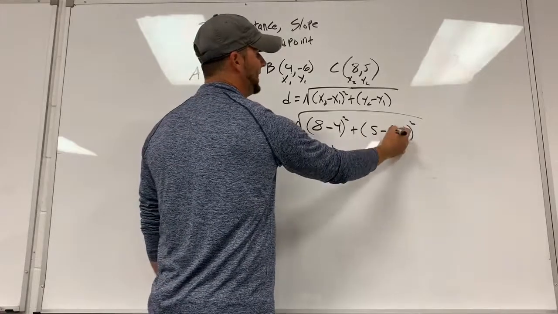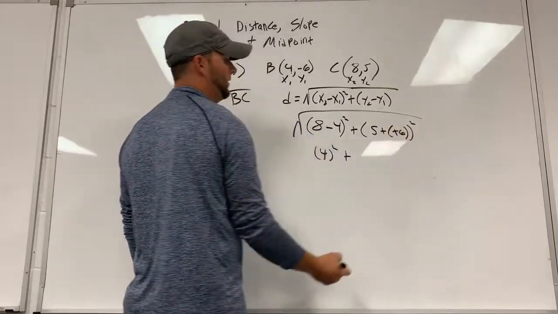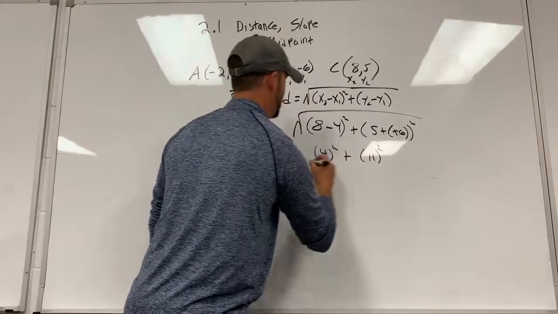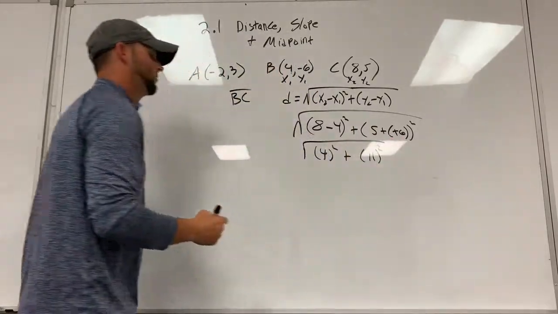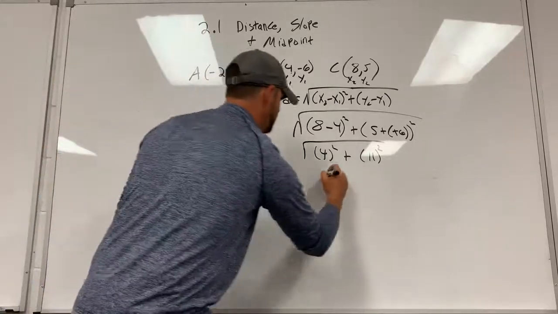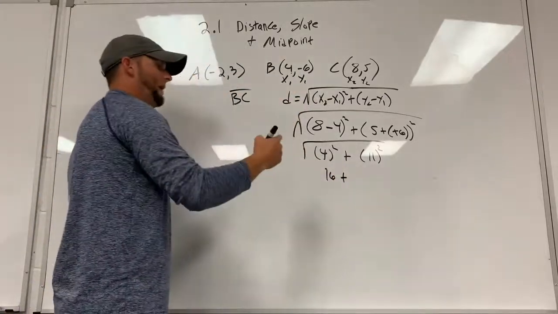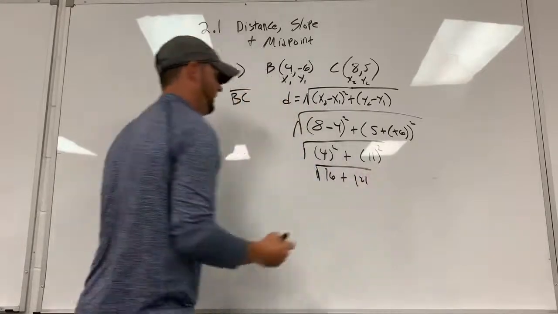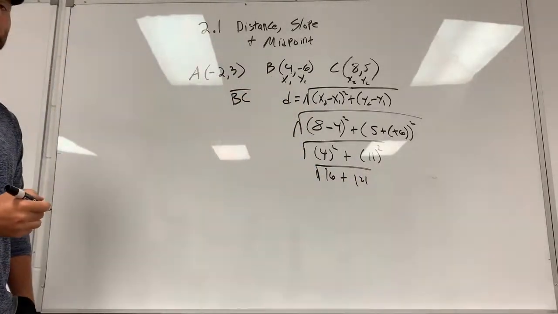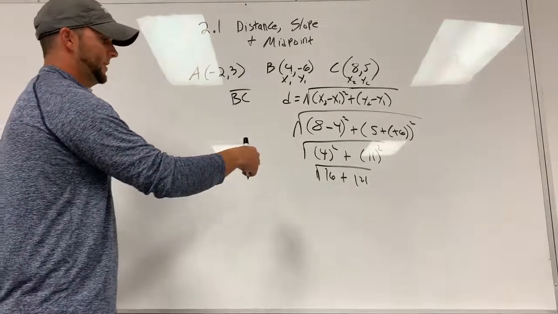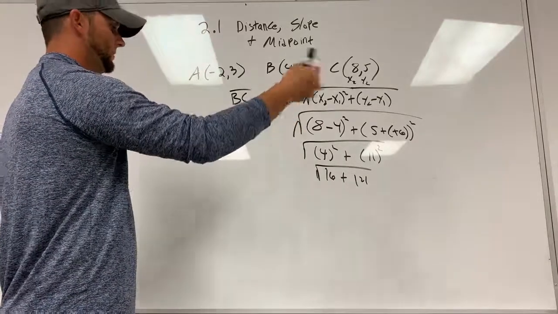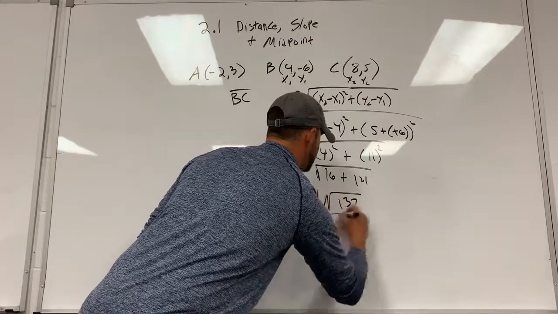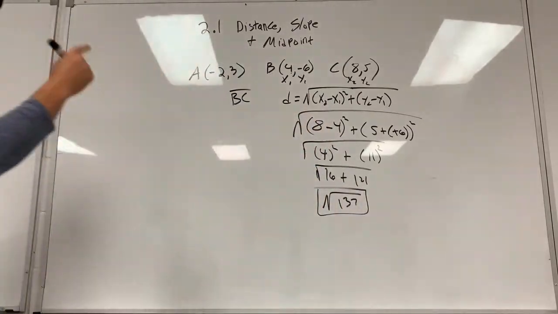5 minus a negative, so that's going to turn into plus, right? Then 5 plus 6 is going to give you 11, right? Okay, take the square root of that. So right now, 4 times 4 is going to give you 16. 11 times 11 is going to give you 121. Okay? So 16 plus 121. So 121 plus 10 is going to be 131. Plus 6 is 137.